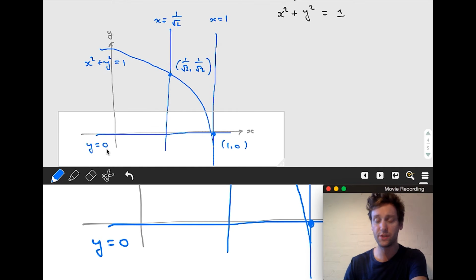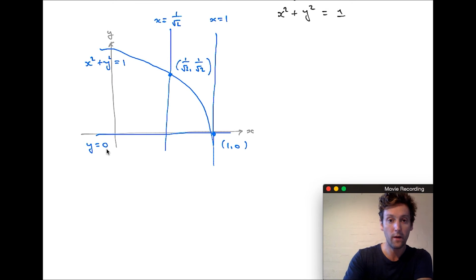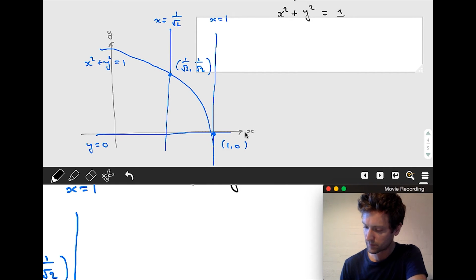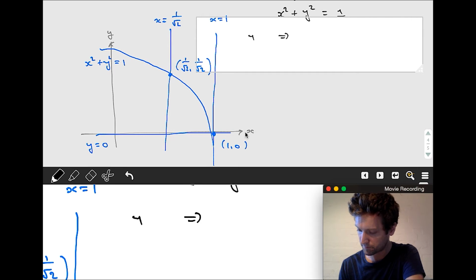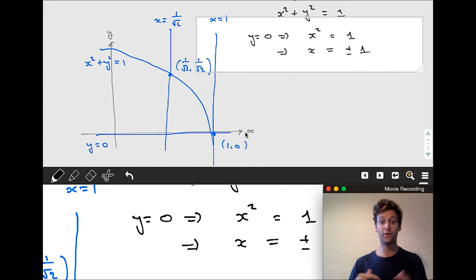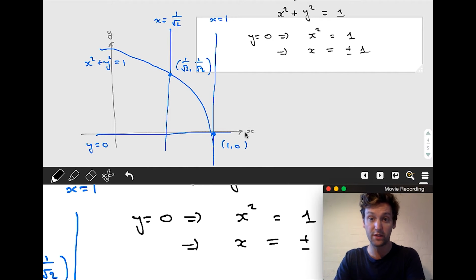Now, how did I come up with those intersection points? Well, I'm looking for the intersection of my unit circle with the curve y is equal to 0. So I can just substitute y equals 0 into the unit circle, which gives me x squared is equal to 1, which implies x is equal to plus or minus 1. So there's going to be 1 on either side of the x-axis, but this is obviously the one at x is equal to 1, y is equal to 0.